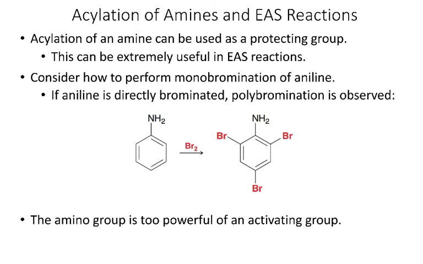So in the first example, if we consider starting with aniline, if I wanted to brominate that, it's difficult to just do a monobromination because the NH2 is such a strong activating group that we usually end up with polybromination. And so, in some sense, the amino group is too powerful of an activating group if my goal is to monobrominate it.